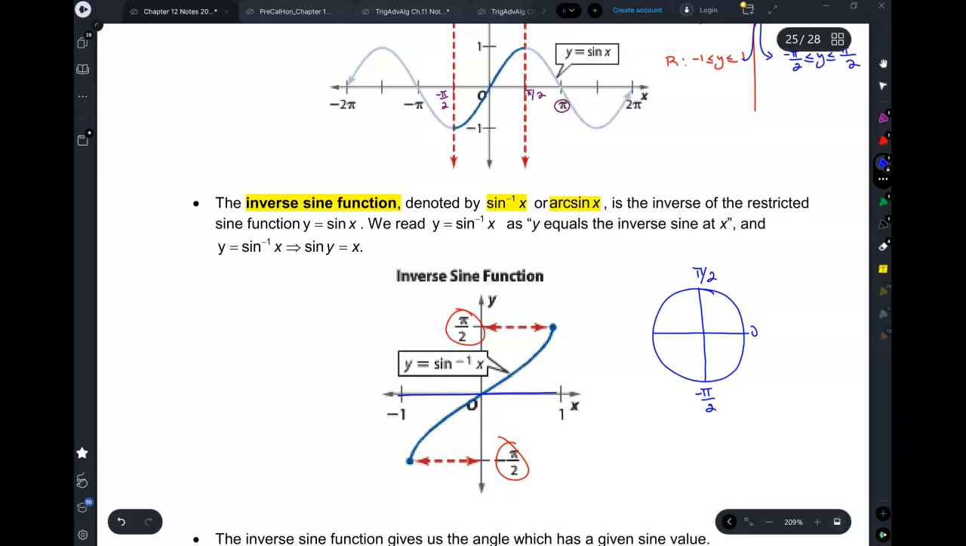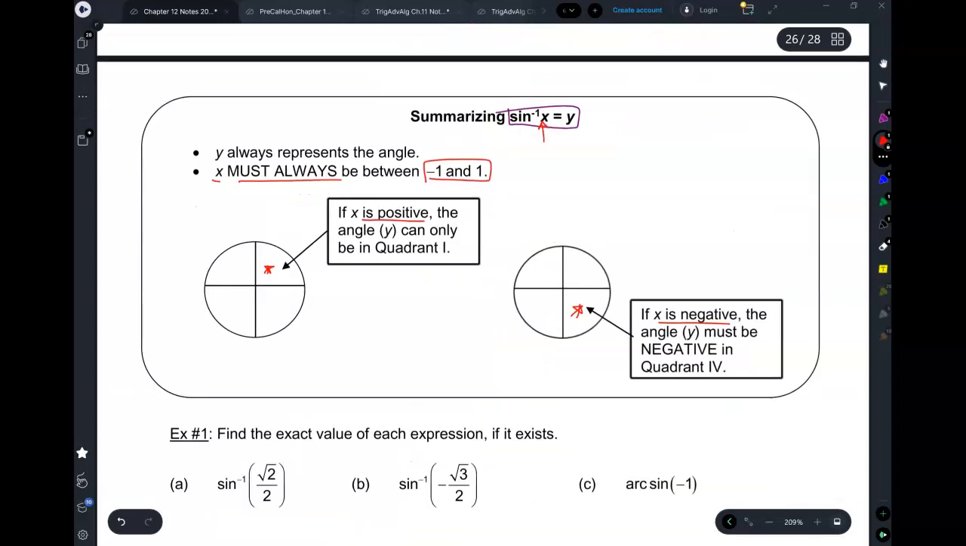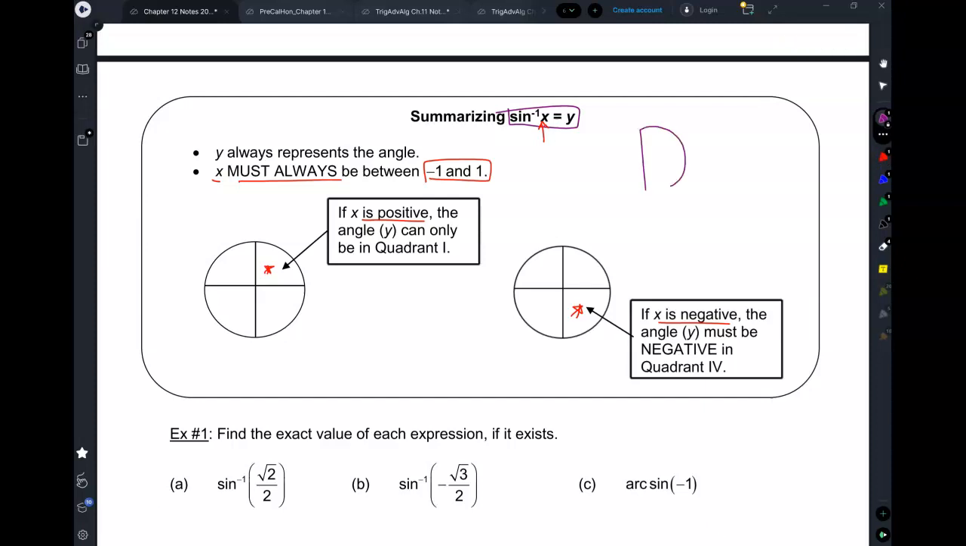So when we say this is between negative pi over 2 and pi over 2, it's only going to go from here to here. That's it. None of the other parts of the unit circle will exist for this. If the angle is positive, it'll be here. If it's negative, it'll be here. Another way of looking at it is we're only going to take half of the unit circle, from negative pi over 2 to pi over 2. Okay?